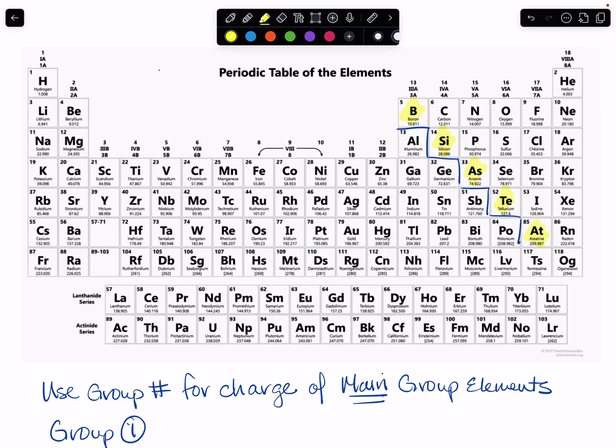All right. If you see germanium, antimony, and polonium, those are below the staircase. They do tend to act a little bit more like the metals. So you might see them in some ionic compounds, particularly germanium and antimony.